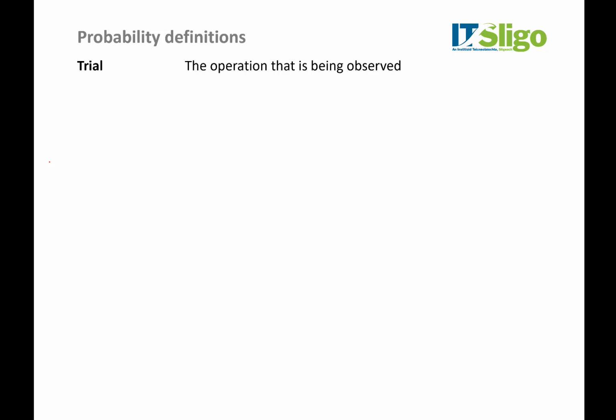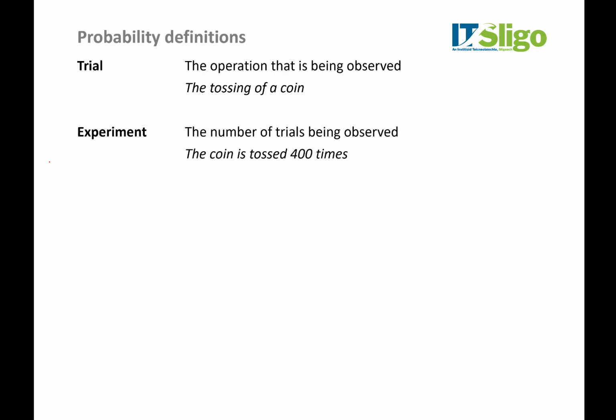A trial is the operation being observed. So the tossing of a coin, that's an example of a trial. The rolling of a dice, the drawing of a card, picking a student at random from a group. An experiment is the number of trials being observed. Sorry. The coin is tossed 400 times.